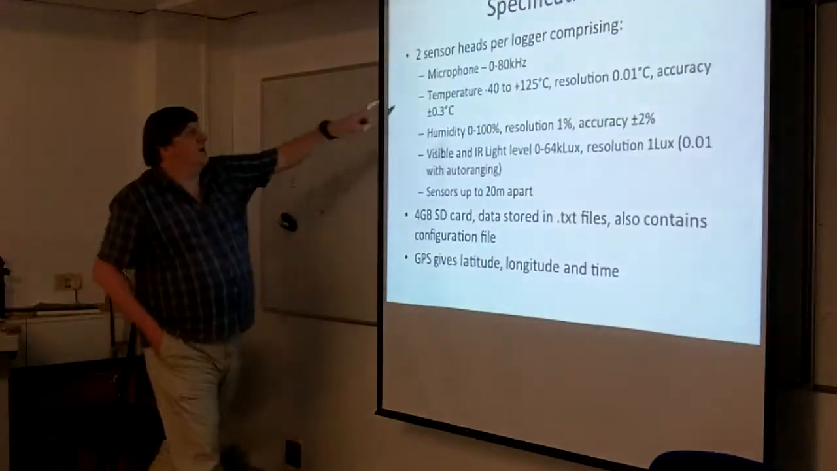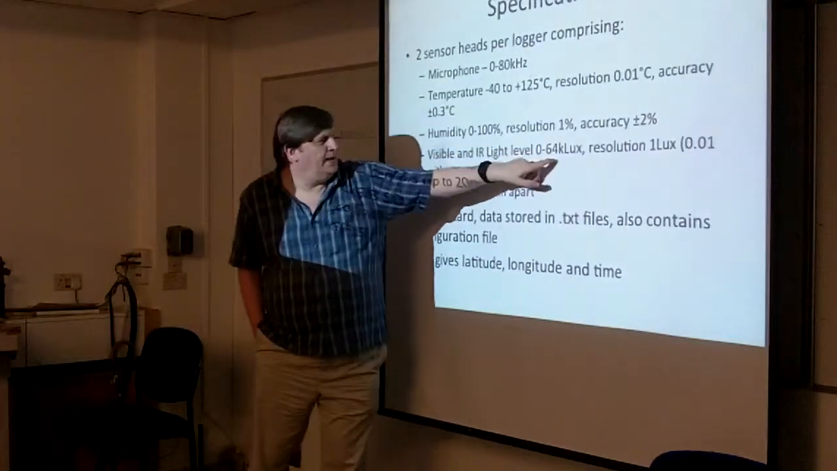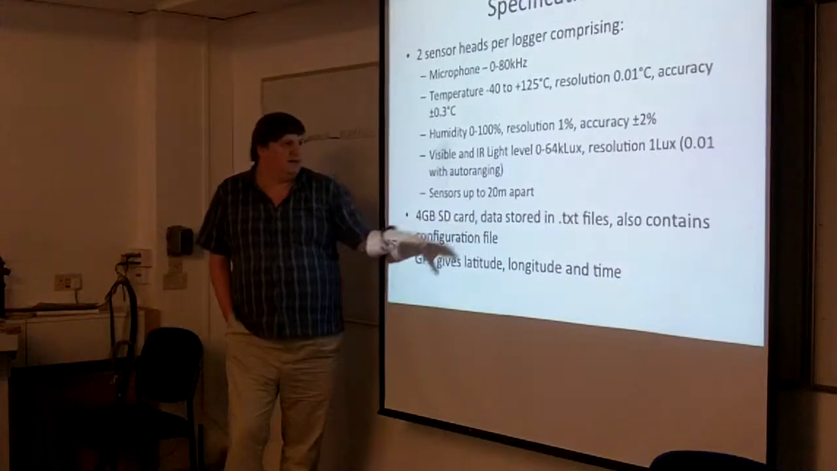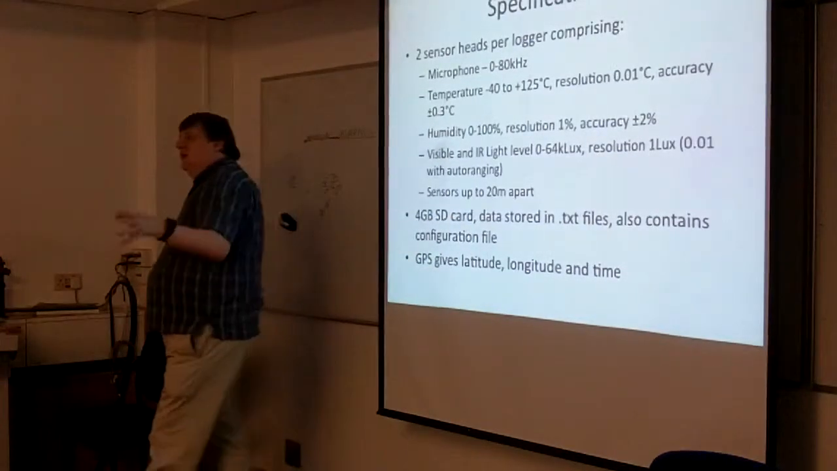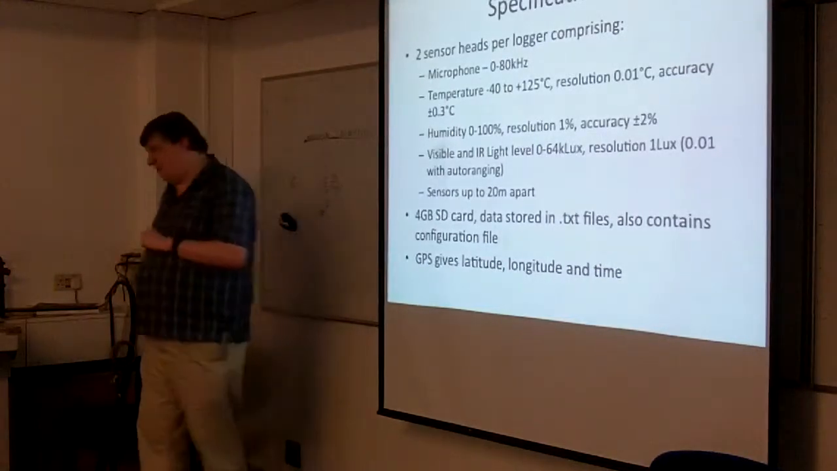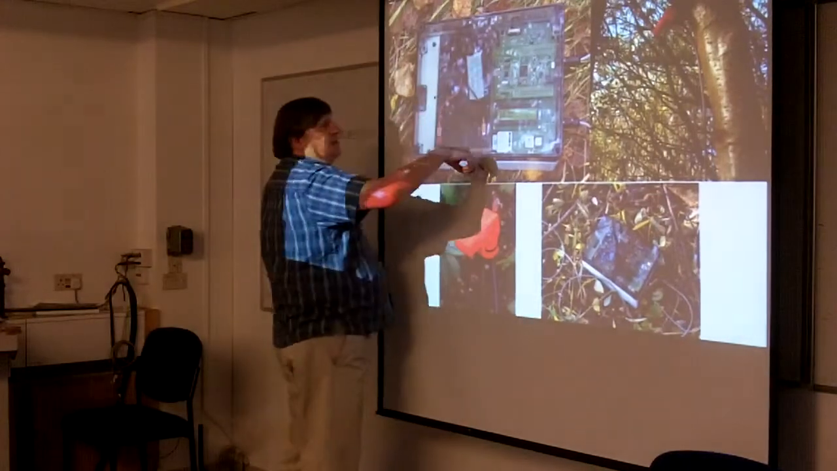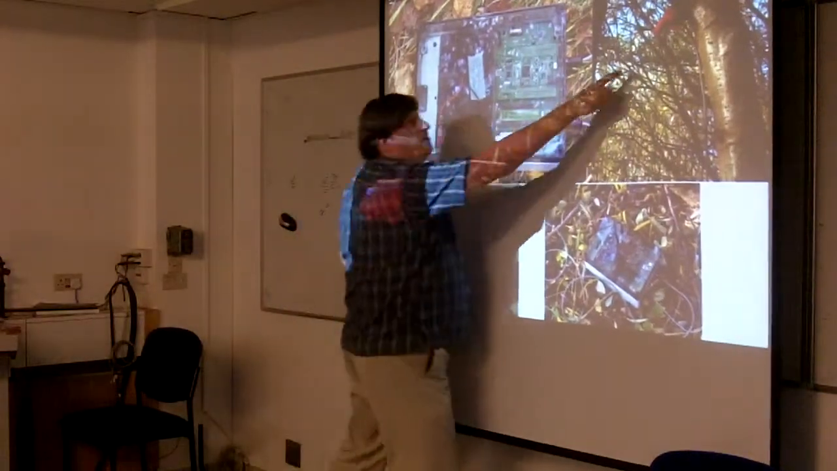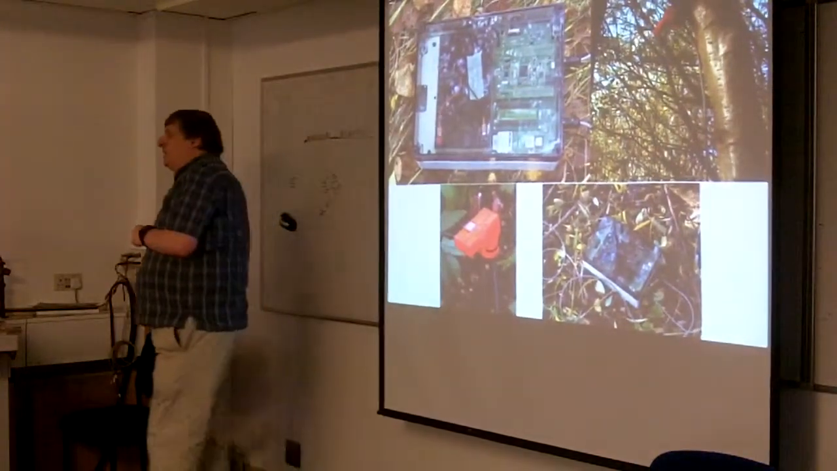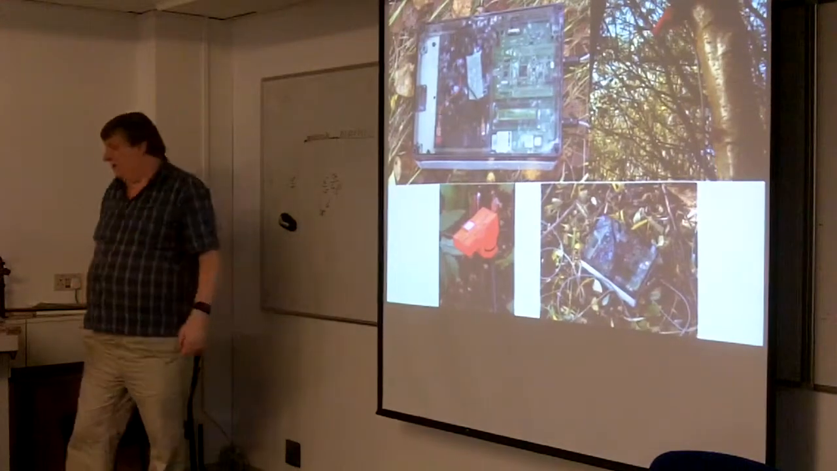So what it would do is it's got a microphone with up to 80 kilohertz, temperature, humidity, light level, 2 sensor heads, data stored in text files so you can just put it straight into Excel and plot the data. Then we've got GPS in there as well. So once the box is placed, there's a sensor head which is up in the tree here. That then works out its own position and then starts logging. And it logs continuously for days on end.